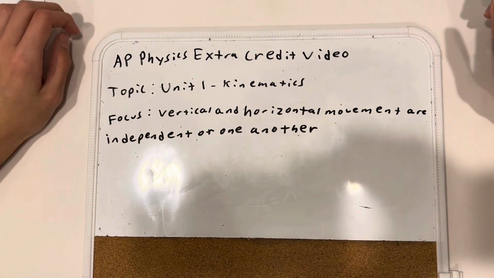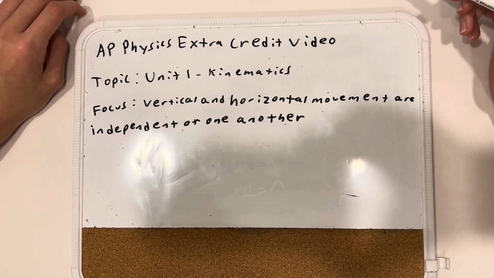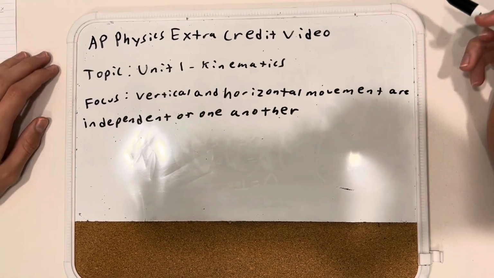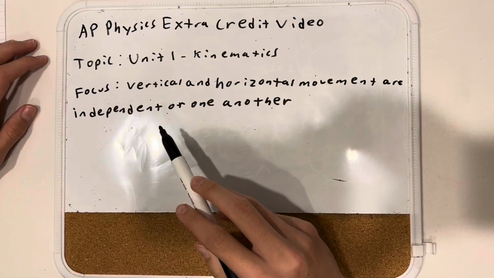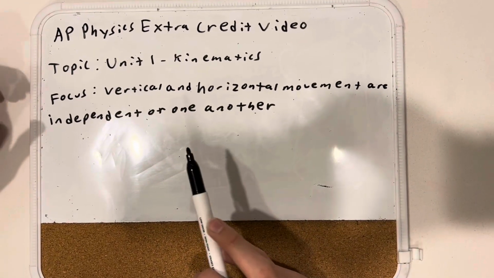Hello, this is my AP Physics extra credit video. I'm going to be talking about a concept in Unit 1 kinematics, and the focus of the video is going to be on how vertical and horizontal movement and motion are independent of one another.